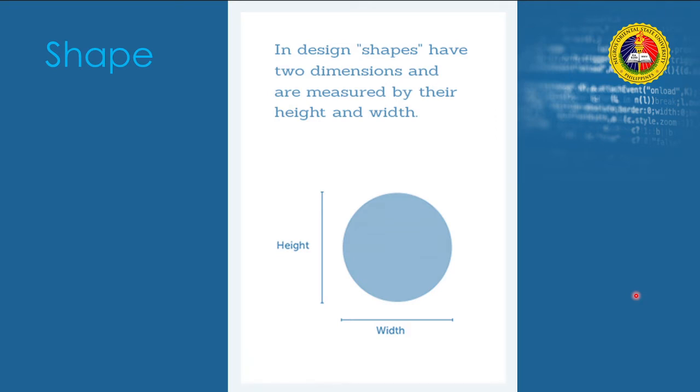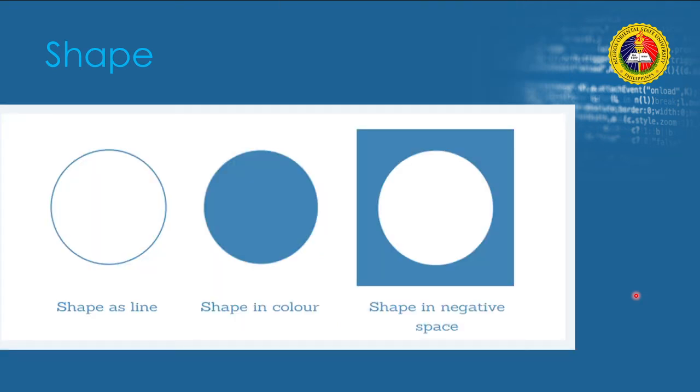Shapes can be formed perhaps as a line, shape can be formed in color, and shape can also be formed in negative space. When we say shape as a line, for example, how do we know that this is a circle? It's because we see a line that is drawn around. So basically, we use line shape.